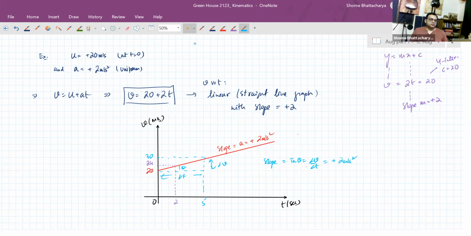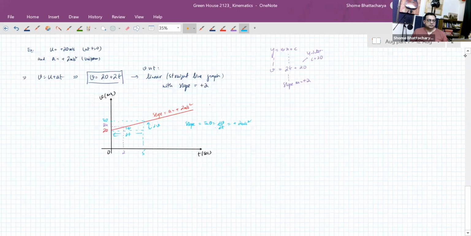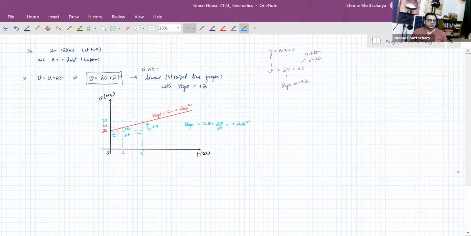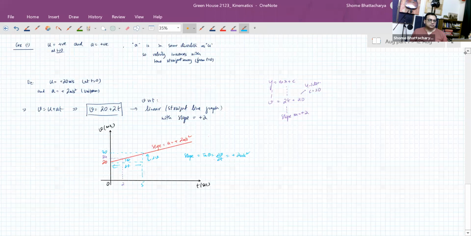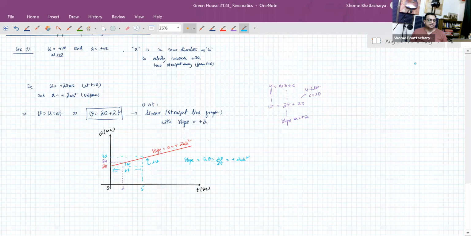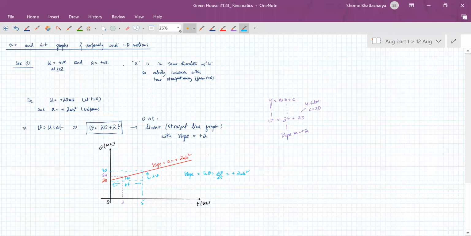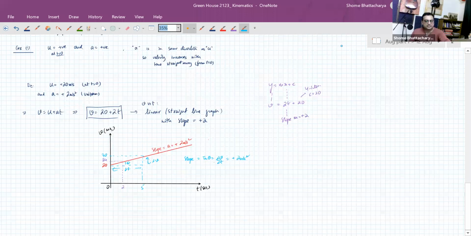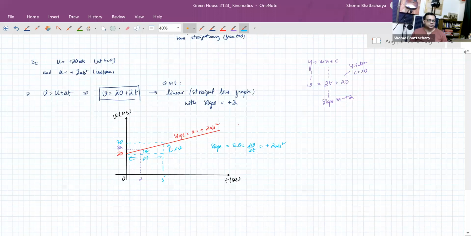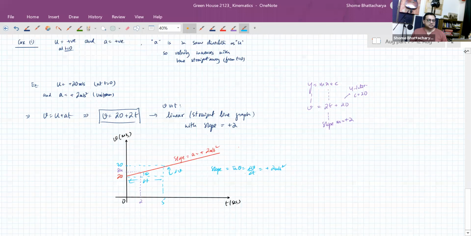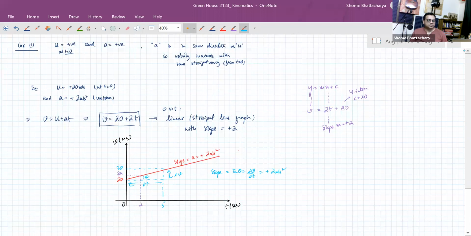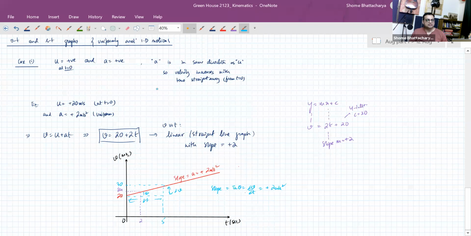Okay, so I'll take you back to the beginning of this. Just make a note of this example. So first the heading: we are looking at velocity versus time and displacement versus time graphs. So we'll also look at the S versus T graph for this example. But in general, what we are doing is we are looking at VT and ST graphs.